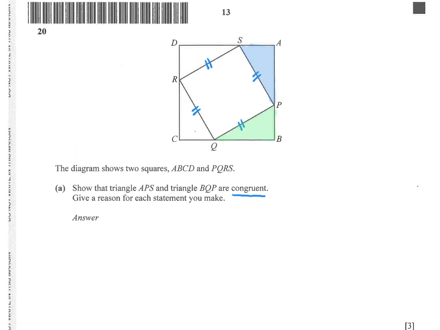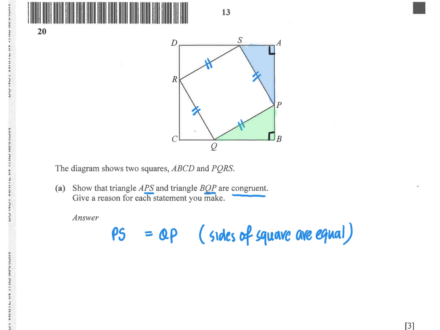The most important thing is the order. So if I write PS, I must write QP. So PS is equal to QP. You can write sides of square are equal. So this one is what you know. So you already have one side that is the same. One other thing that is the same is the 90 degree.